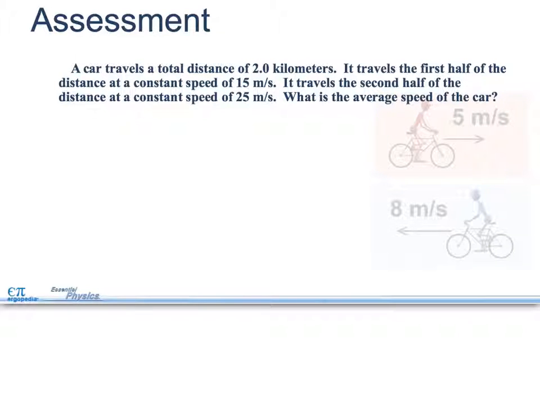A car travels a total distance of 2 kilometers. It travels the first half of the distance at a constant speed of 15 meters per second. It travels the second half of the distance at a constant speed of 25 meters per second. What is the average speed of the car?